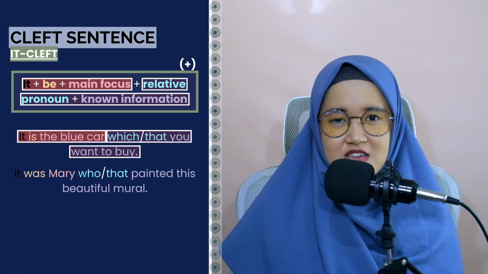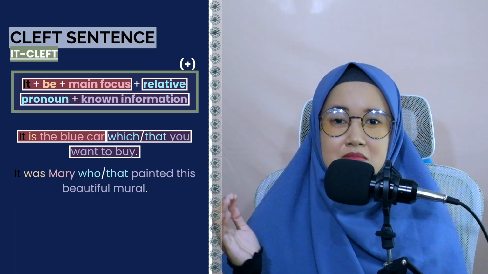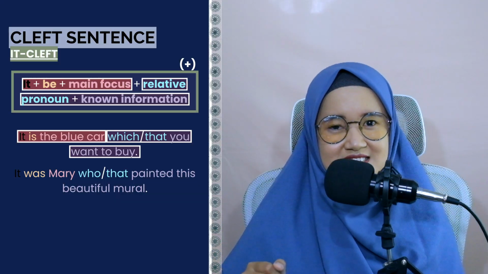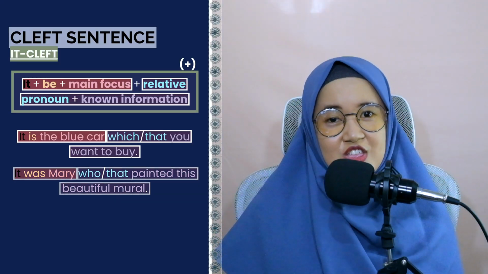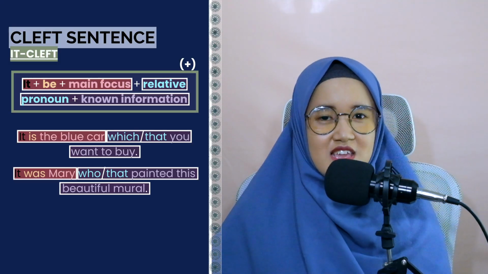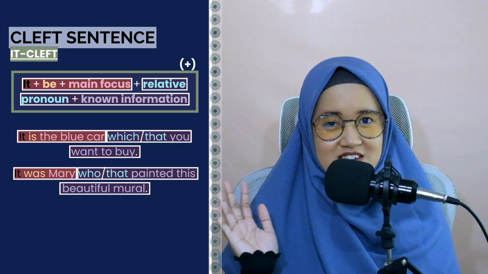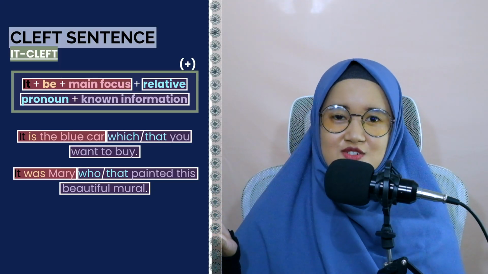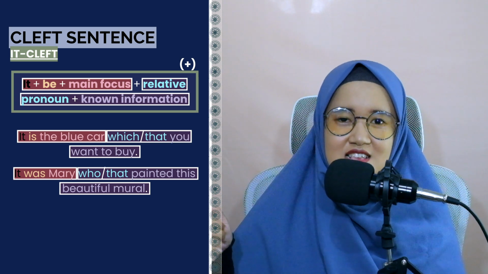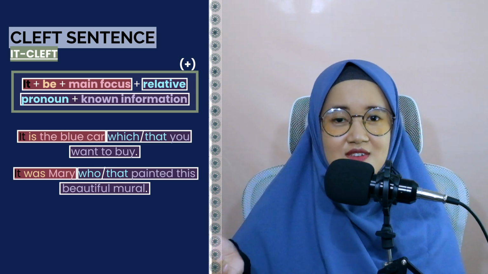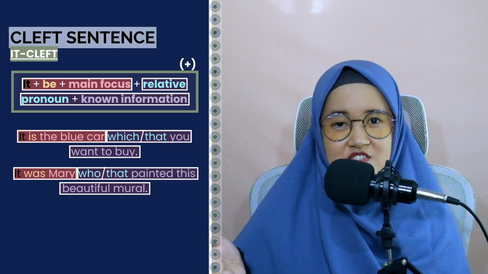It was Mary who painted this beautiful mural. It plus be plus main focus plus relative pronouns plus noun information. New information, old information. Let's look at these two examples here. You can see I've used a different relative pronoun. That is really common in a cleft sentence, but we can also use who or which.